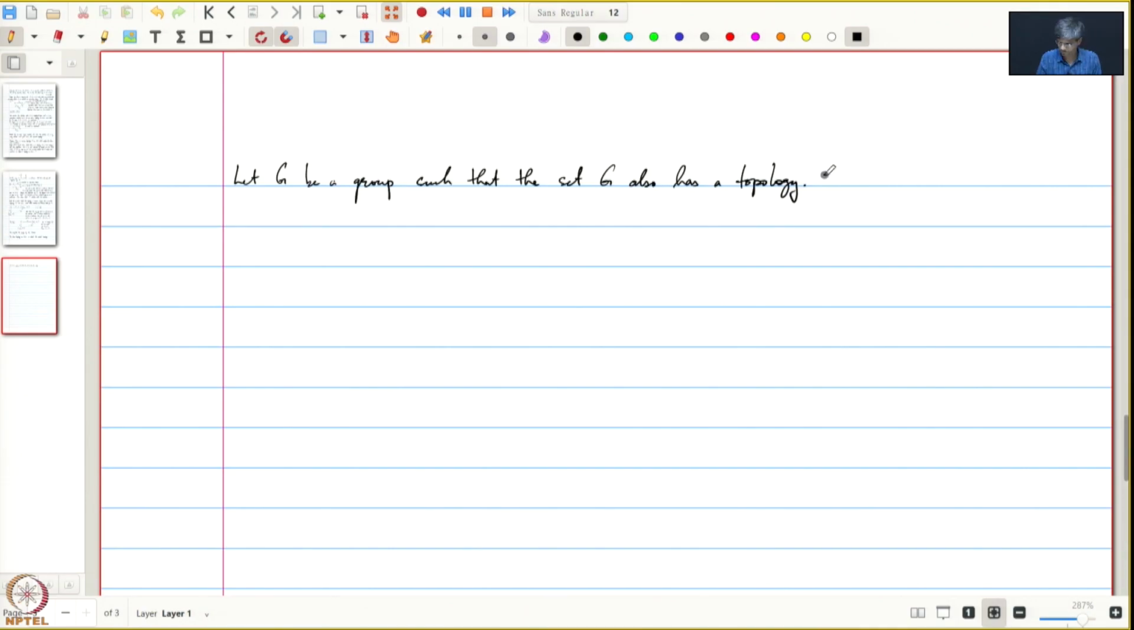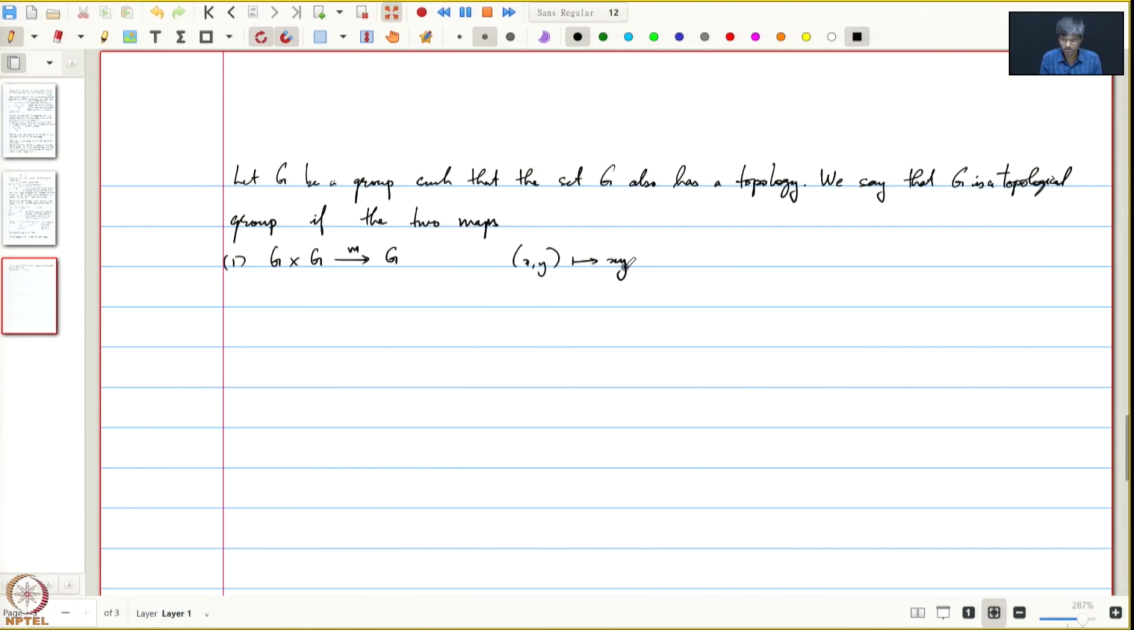Right. So we say that G is a topological group if the two maps, since G is a group, we have the multiplication map, which is (x, y) maps to xy. This is the product in the group, and we also have the inverse map, x goes to x inverse. Right? If these two maps are continuous.